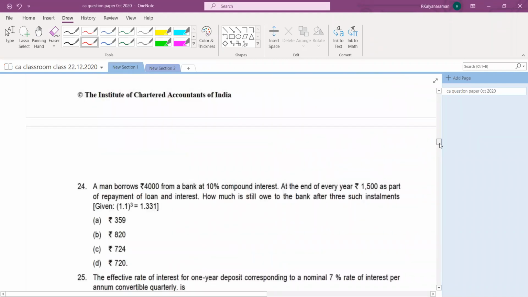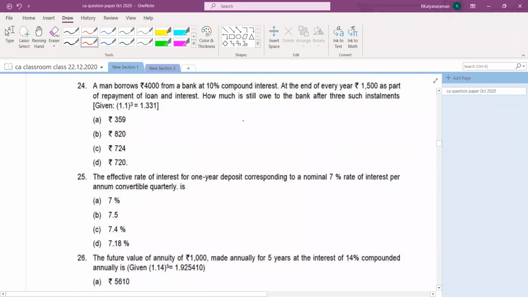A man borrows rupees 4,000 from a bank at 10% compound interest. At the end of every year, he repays rupees 1,500 as part of the repayment. Okay, we'll skip this sum right now.